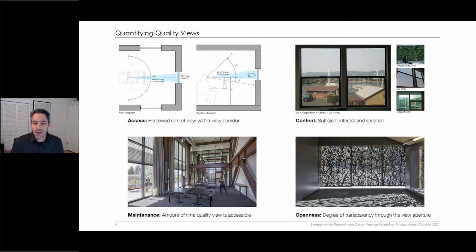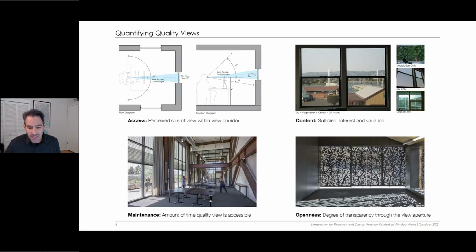And so we developed a series of view quality indices, very similar to what Wan He presented earlier. In fact, we co-authored that view index with her and advised on it. And we've been using in our practice these four components of view quality, which are access, the perceived size of the view within a view corridor; content, which provides sufficient interest and variation; and openness or clarity, which is the degree of transparency through the view aperture.